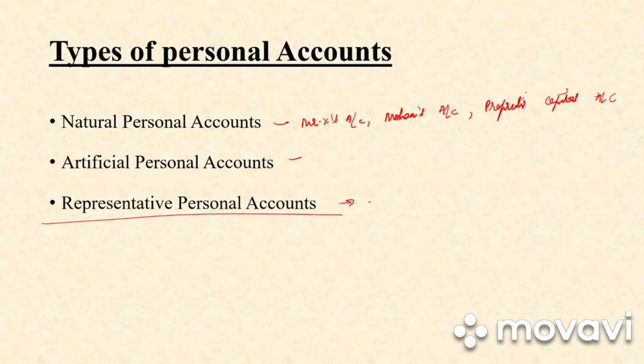So what are the examples for representative personal account? Outstanding salary, prepaid salary, pre-received salary, outstanding incomes. All these will be representative personal accounts. So natural personal account is the name of the person, proprietor's capital account. Artificial personal account do not have a physical existence, and representative personal account, they represent a group of person or a particular person. Clear?